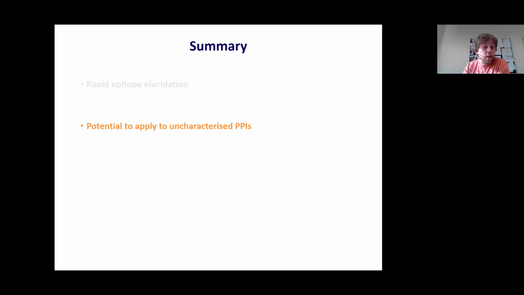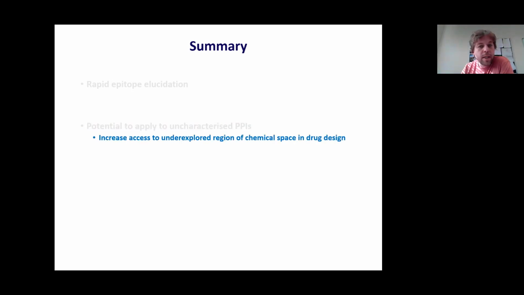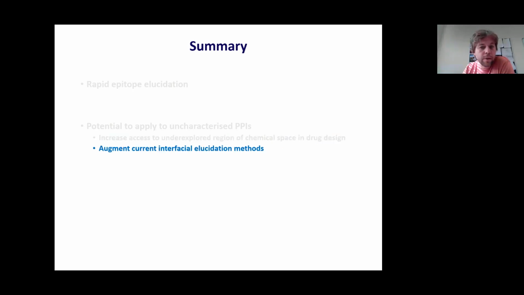We have the potential to apply this to uncharacterized PPIs, so we're looking quite heavily to find money to do this kind of project now. This will increase our access to this underexplored region of chemical space and drug design, augment current interfacial elucidation methods, and hopefully allow us to rapidly respond to mutations as they emerge in the environment. And this will require only sequence data as opposed to full-scale structural data.